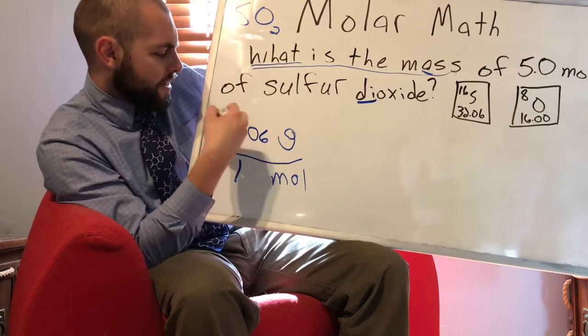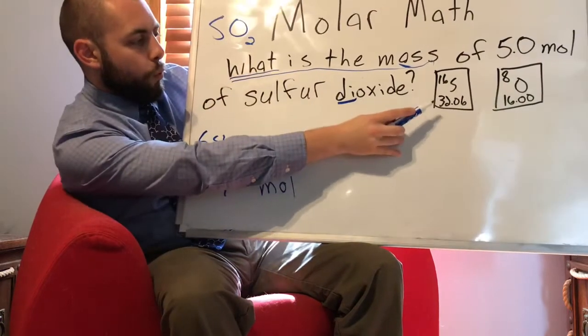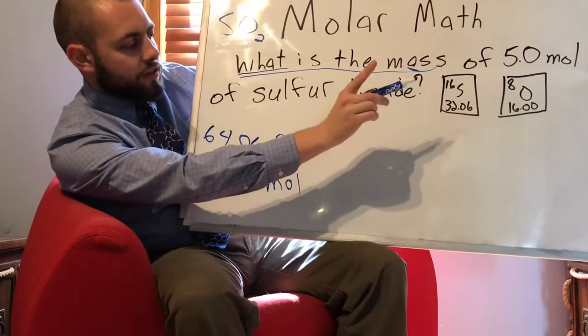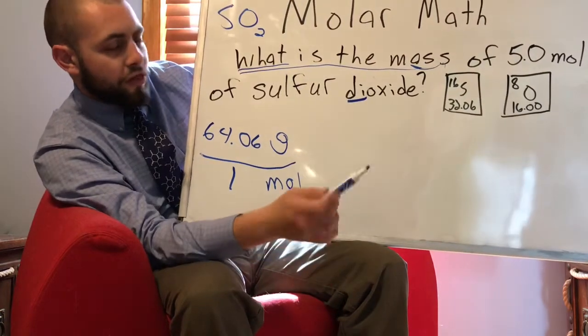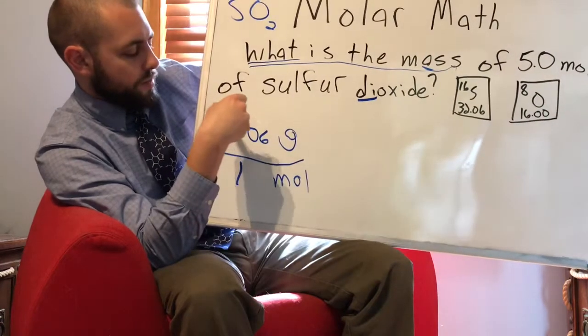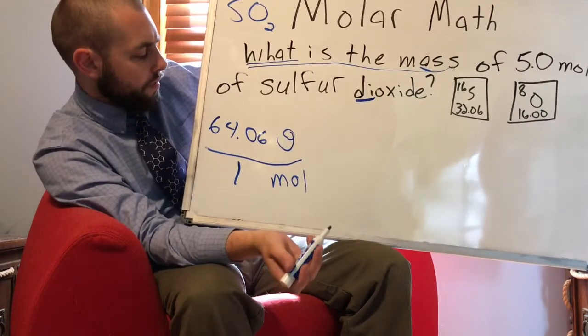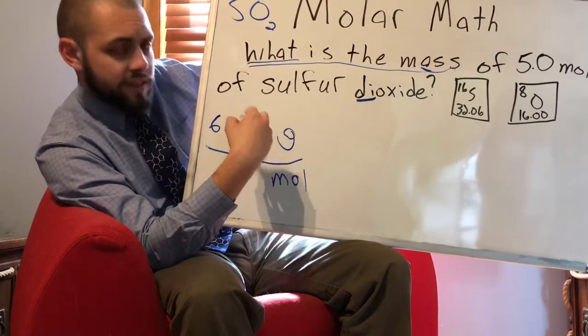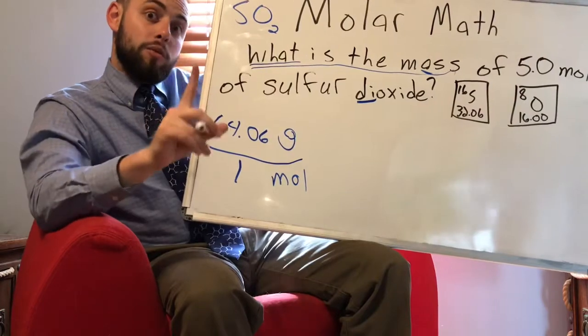How did I get this number? SO2. 1 sulfur plus 2 oxygens. 2 oxygens is going to be about 32. So 32 plus 32, it's just about 64 here. So that's how I got to that number. This is the mass for 1 mole, the molar mass for an individual mole.